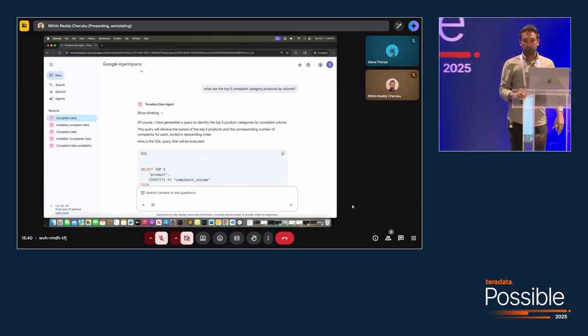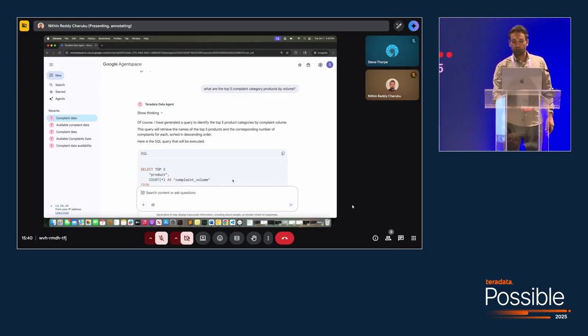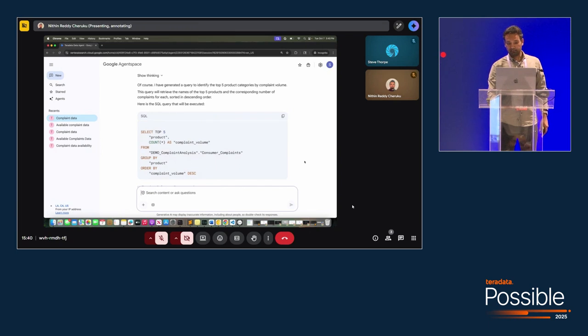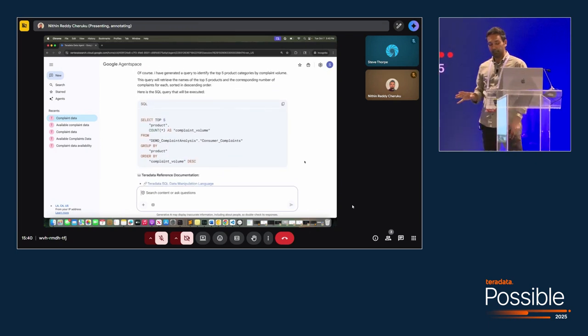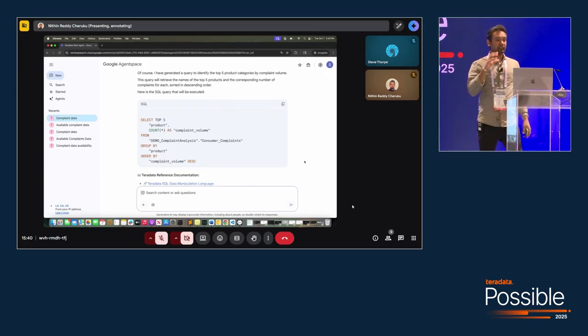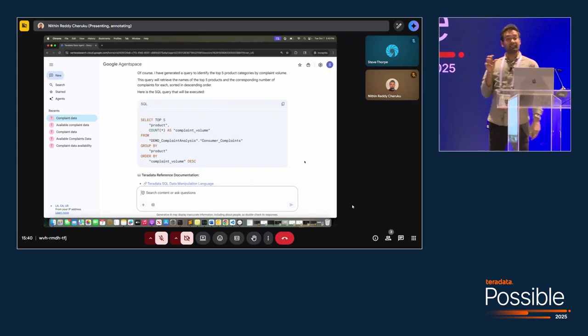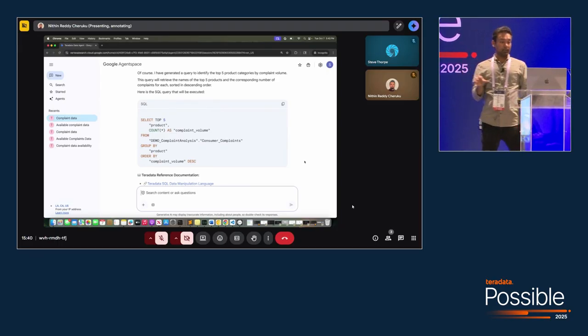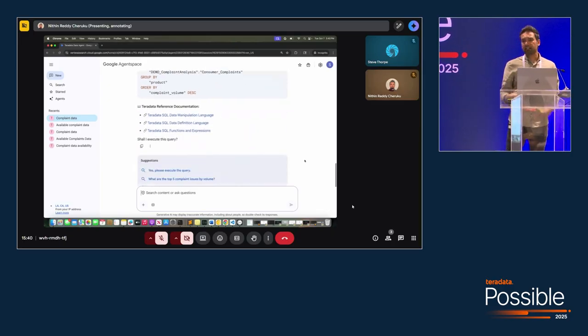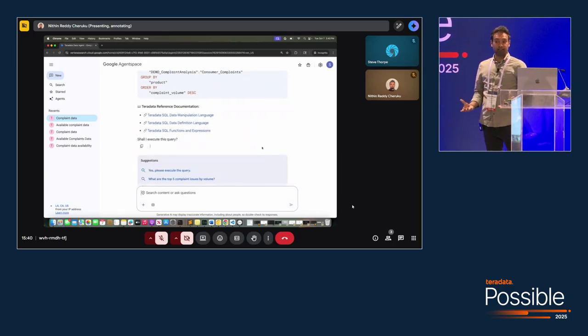So now what happened under the hood? The AI agentic system went back and wrote all the SQL query for me, and this SQL query is very grounded in Teradata syntax. By looking at the documentation and all the previous examples it had, it came up with the query. And also some citations around how it built the query, right?